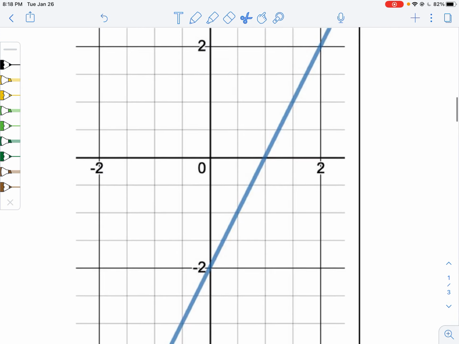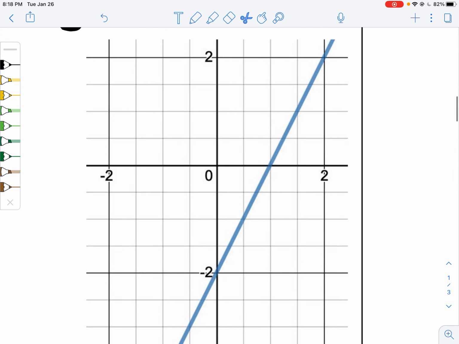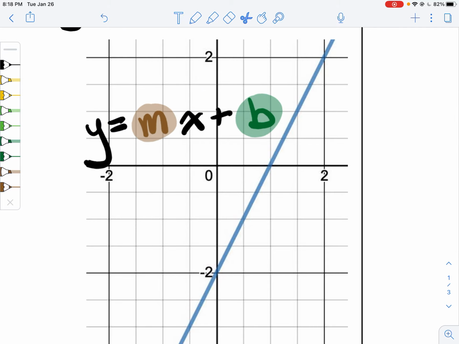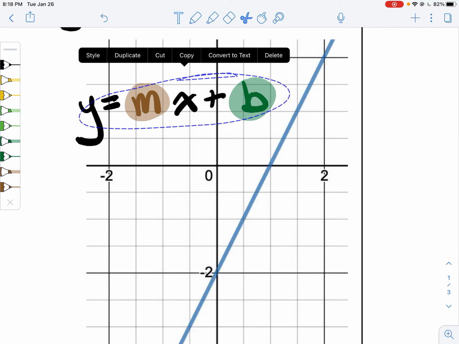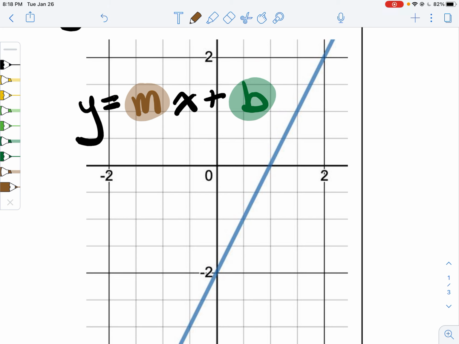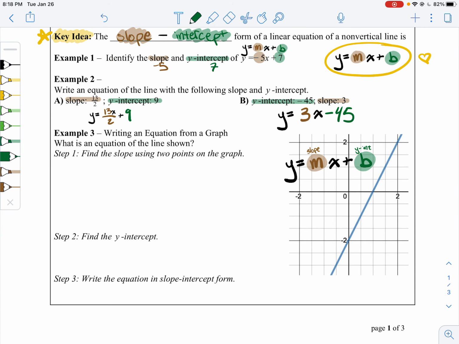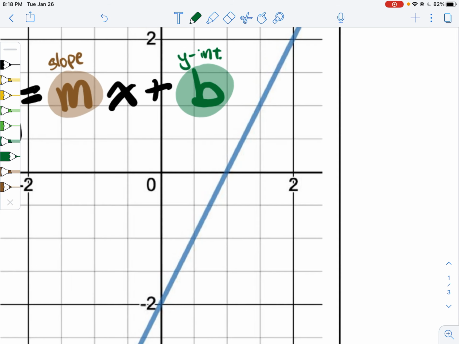Look at this graph. What do we need to find out? We need to find out what our m and our b are. I don't see any m's on here, so I'm going to quickly remind myself, m means slope and b means y-intercept. I'm going to abbreviate because of time. Sweet. Now let's figure out the slope.